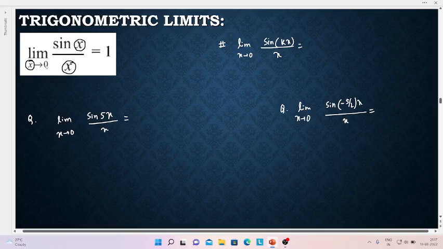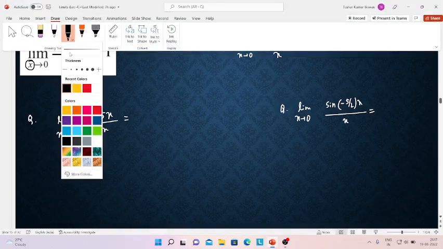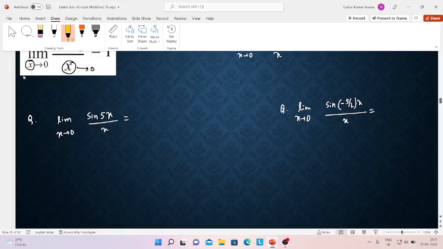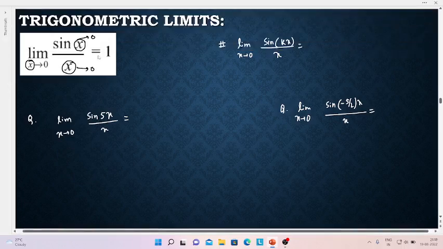You can see when I put x equals to 0, the numerator sin x is tending towards 0 and the denominator will also tend towards 0, right? So limit x tending to 0 of sin x upon x is equal to 1. Then most of the guys will say, sir, sin x upon x is equal to 1 when limit x tends to 0. Then can you say, when limit x tends to 0 of sin kx upon x, what will be the value of this, right?